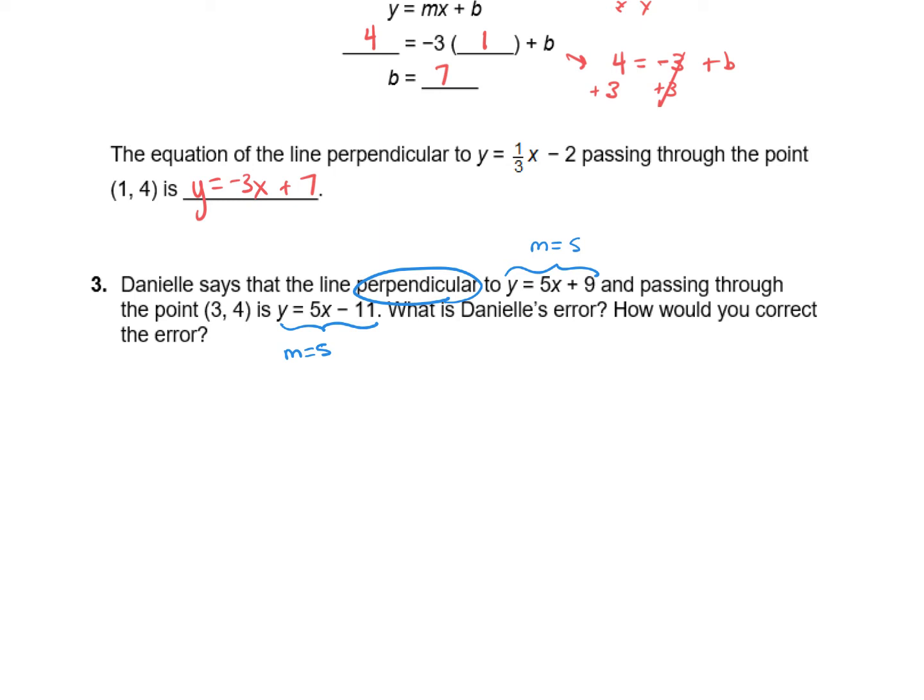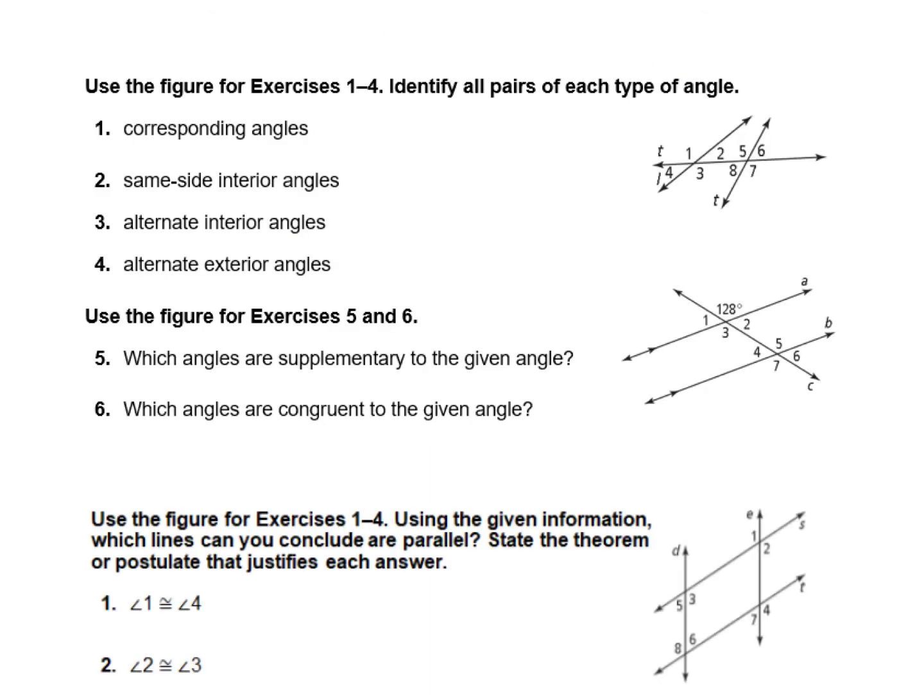That was her error. The perpendicular slope would be, if you flipped that and changed the sign, -1/5. So that's how I would correct it. I would write an equation with a slope of -1/5.